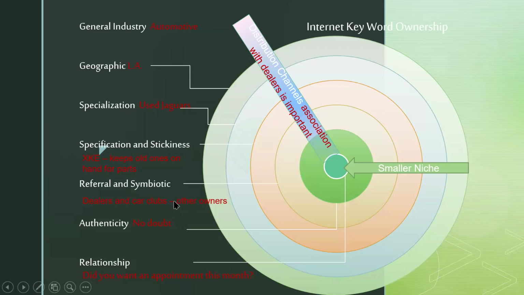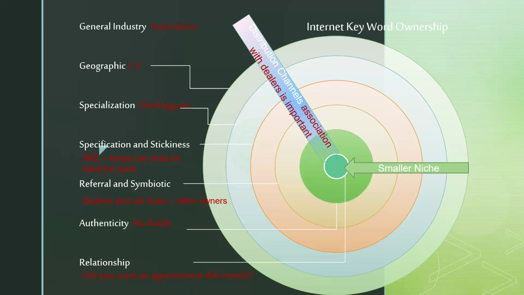Authenticity. Well, there's no doubt if you've got a Jaguar, you're not going to have a fake one around. So you know that the Jaguar is authentic. And when you go to this service guy, there's no doubt about what he's doing. He only has Jaguars, on his lot or in his garage. And he's got a bunch of XKEs like yours.